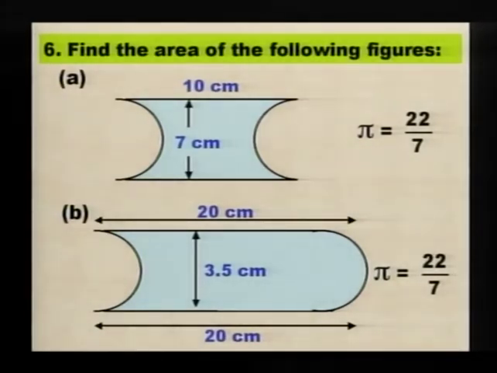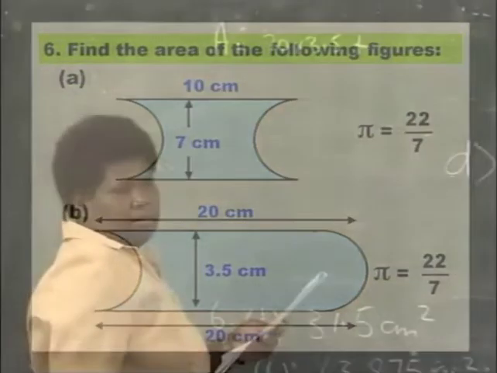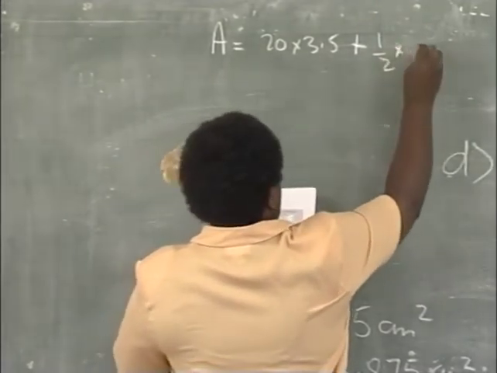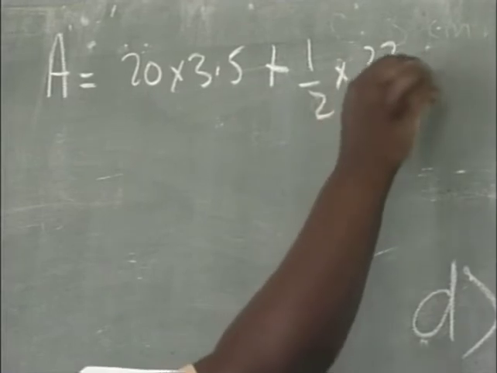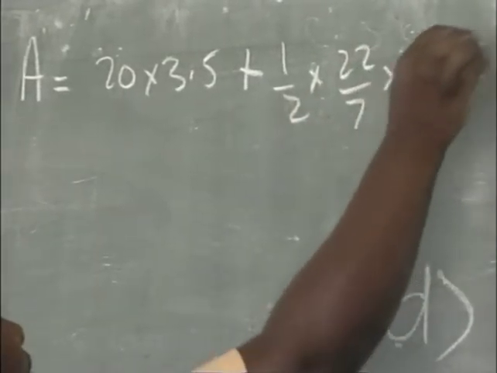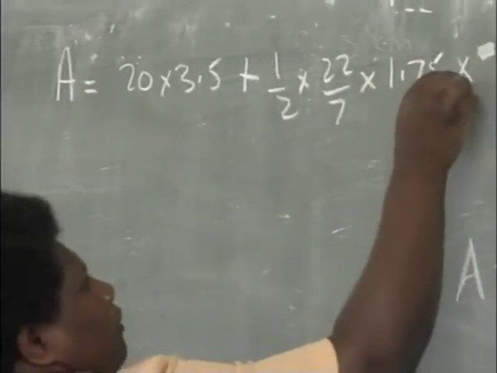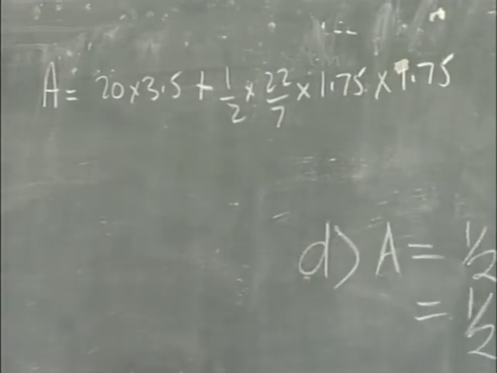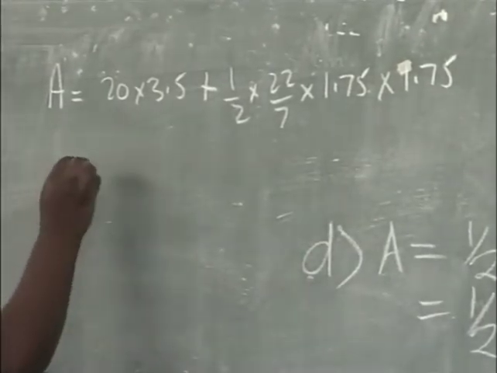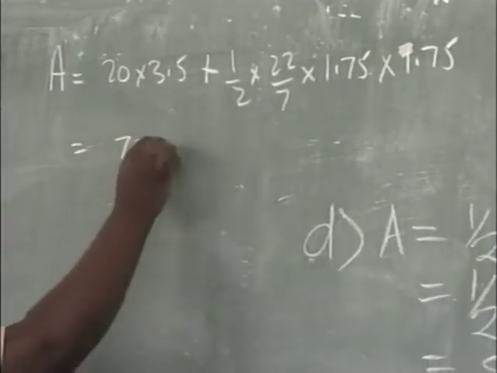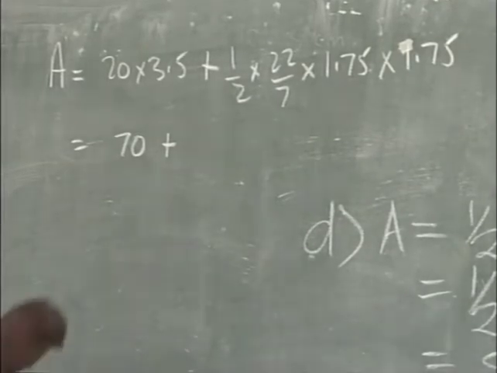Okay, area is equal to the rectangle, which is 20 times 3.5, plus half of pi r squared. Is it 1.75, the radius? Okay, the diameter is 3.5, so half of 3.5 is 1.75. Okay, 20 times 3.5 is 70, correct? Okay, check my answer for the next one.